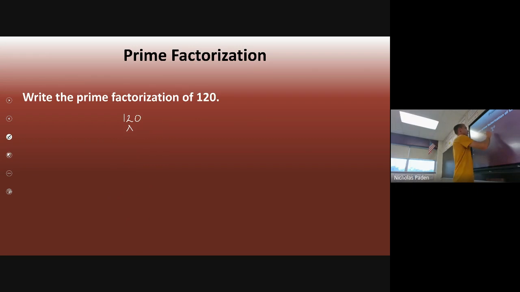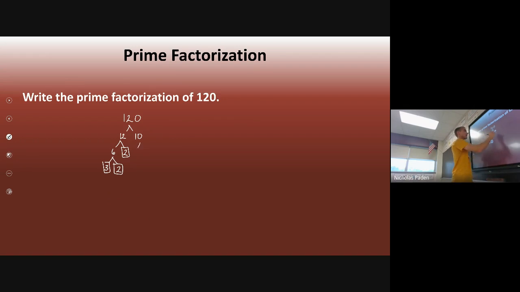The first one I thought of was 12 times 10. Neither of those are prime, so I'm going to just focus on 12. 12 is 6 times 2. 2 is a prime number. As soon as you write down a prime number, put a box around it. I would suggest doing that. You could have done 4 and 3. It'd be the same thing. Okay, 6 is 3 times 2. Well, both of those are prime numbers. So we are finished with this left side.